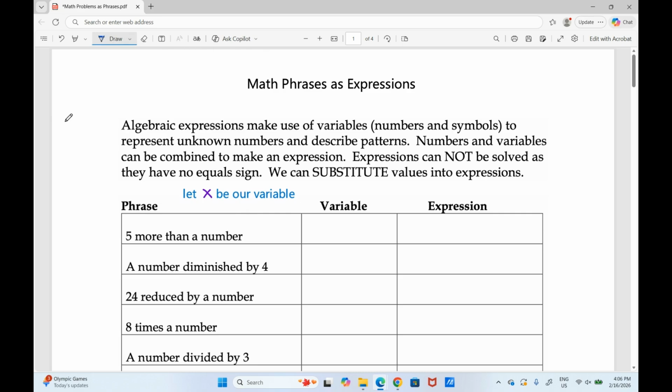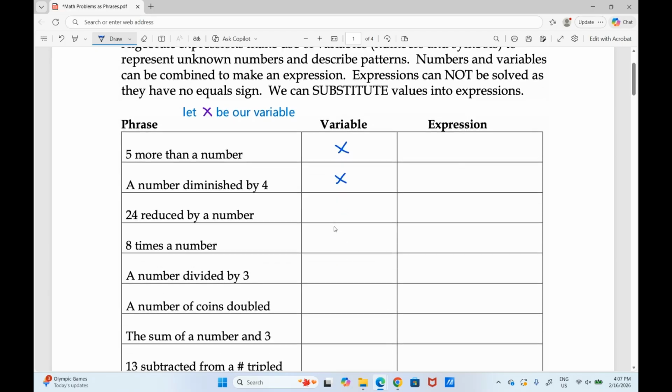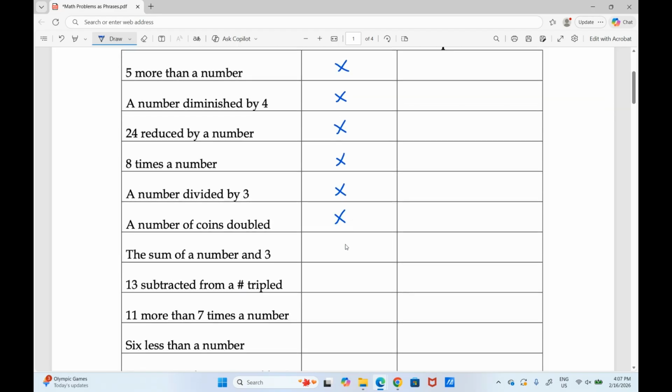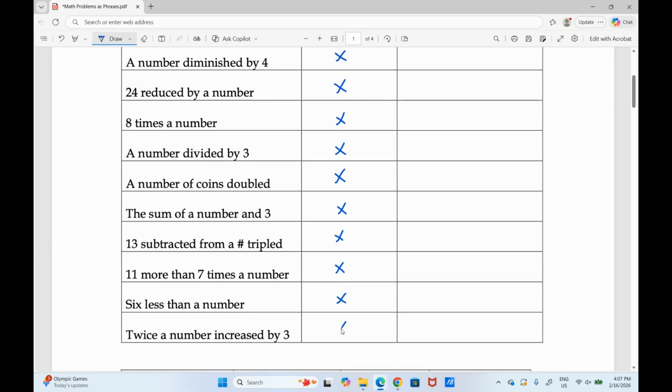Hi class, in this video I'm going to be talking about math phrases as expressions. So here I have some math phrases and I'm just going to convert them to an expression. To make it simpler, I'm going to let x be my variable for each phrase. So I'm just going to write x for my variable for each of the phrases here, and then we're going to convert the phrases to an expression.